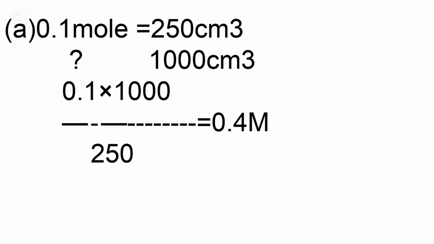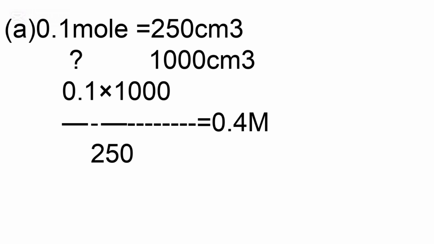Now for part A, we are going to take the number of moles which we've gotten as 0.1 that was dissolved in the first case into 50 centimeters cubed. Then we say 1,000 centimeters cubed will contain how many moles? So if 0.1 mole was in 50 centimeters cubed, then in 1,000 centimeters cubed, we had 0.4 moles. And because 1,000 centimeters cubed is a liter, then it is 0.4 moles per liter, which is 0.4 molar.